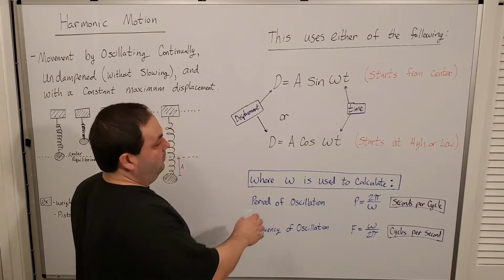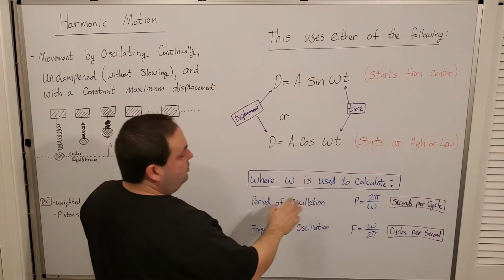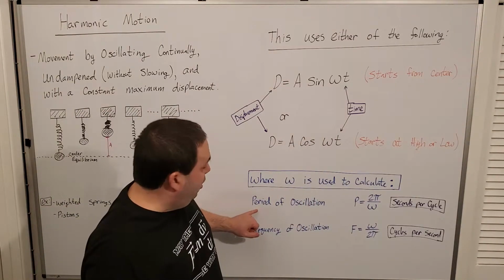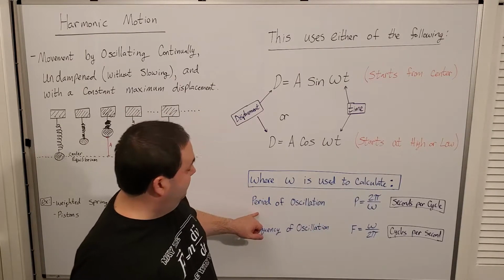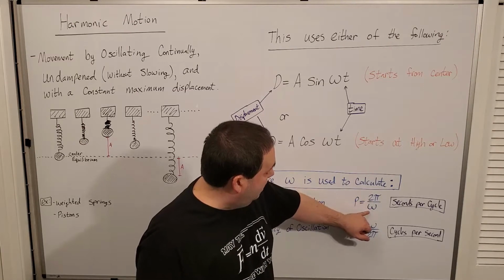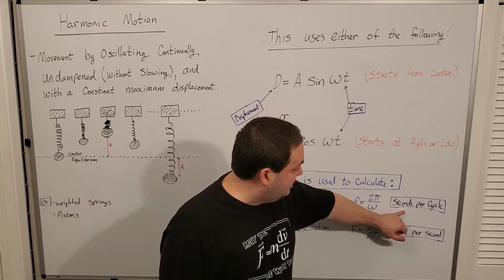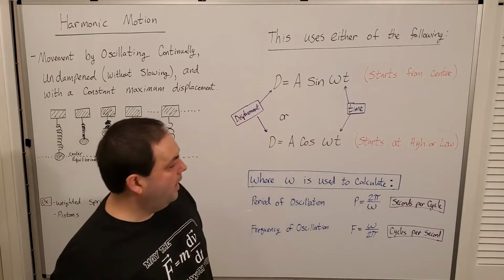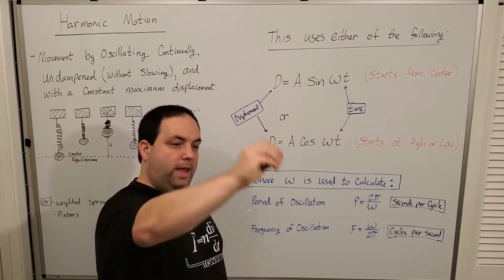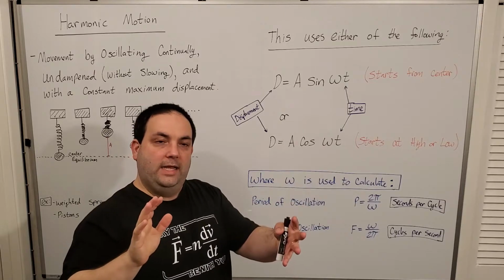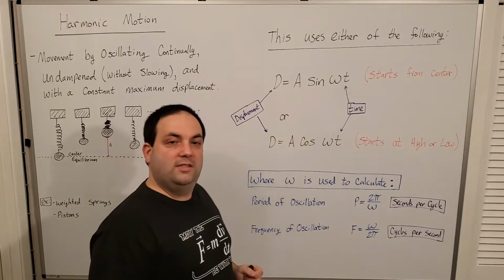In this case, the omega, the number in front of the t, is used to calculate two different things. One of them you're familiar with, the period. The period of oscillation, P, is 2 pi divided by omega. That should be very familiar. That's the same calculation. That's measured in seconds per cycle. So how many seconds go by if I just do one cycle? Up, down, back to center, that's a cycle. How long did that take? That's a period. It's measured in seconds that it takes to do one cycle.